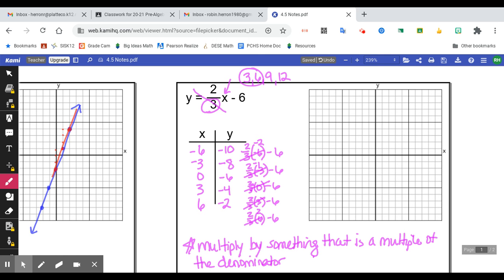Okay, so let's graph them. -6, -10, oops, would be left 6, down 10. -3, -8, so left 3, down 8. 0, -6. 3, -4. And 6, -2. And they're all in a nice straight line. Perfect.